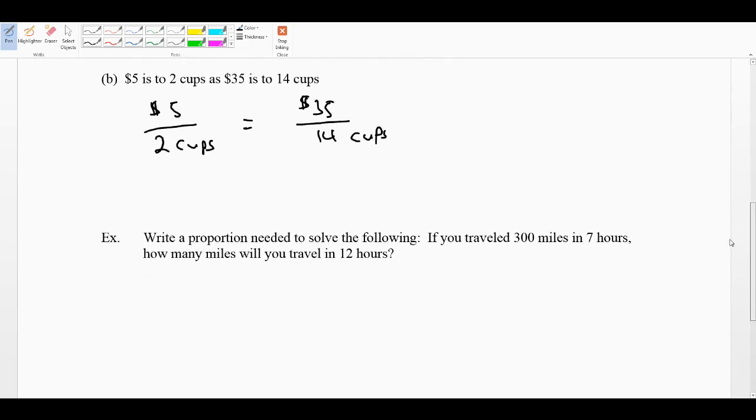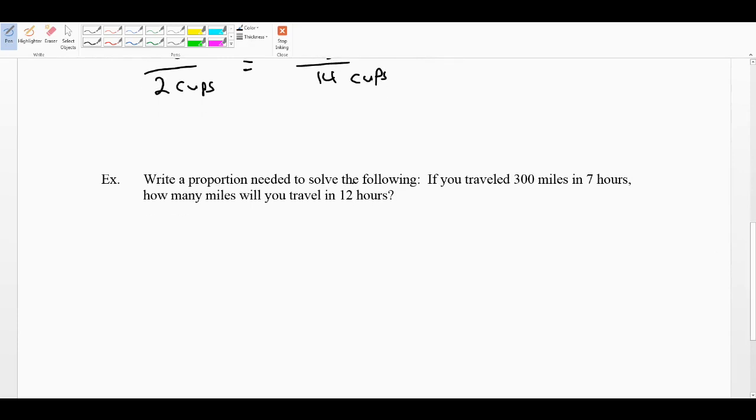And then here's a word problem where we're just asked to find or write a proportion to solve this. We're not going to actually solve it. We're just going to find the proportion. If you travel 300 miles in 7 hours, stop right there. That's one fraction, 300 miles over 7 hours. How many miles will we travel in 12 hours?